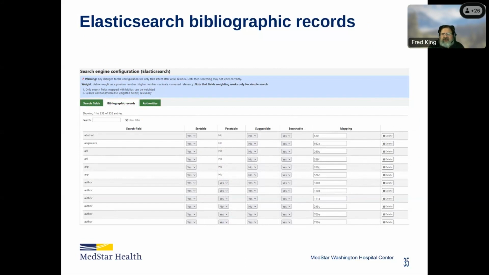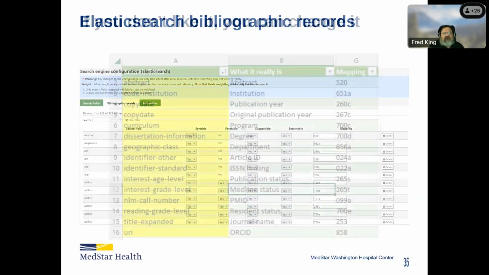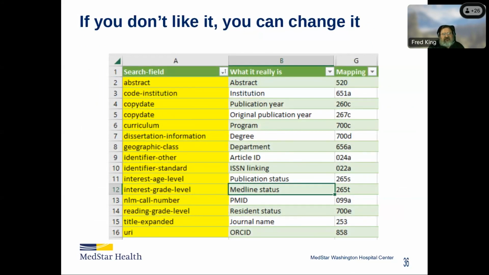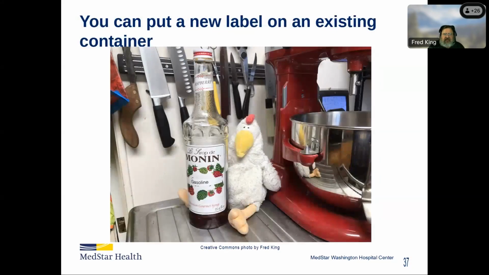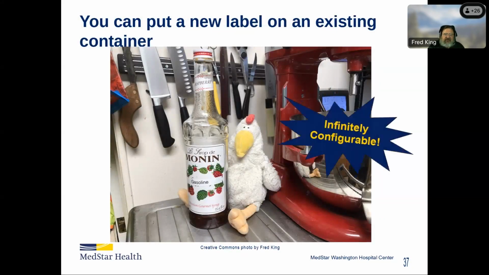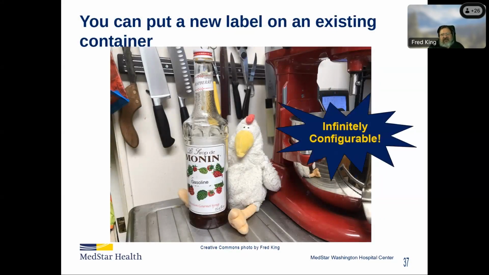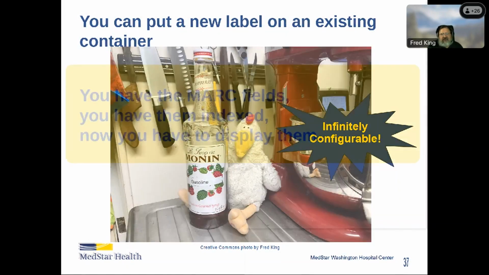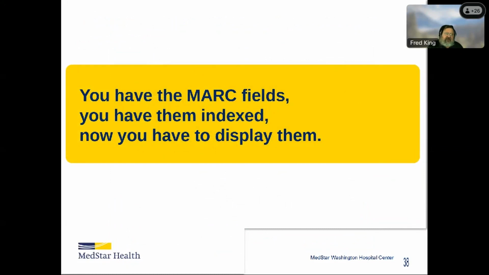And you can map it to new fields. For example, I tried interest age level is publication status 065, grade level is the Koha index, Medline status 265T. Sort of like putting a new label on an existing container, like this bottle of raspberry syrup with gasoline. I wouldn't recommend that, by the way.